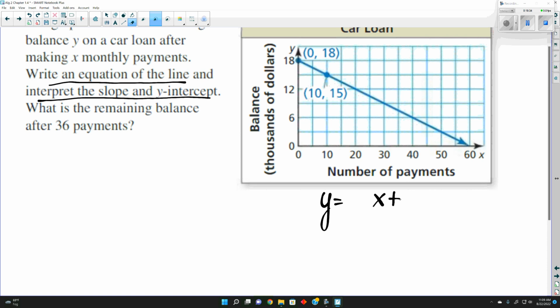Now, the y-intercept is where the graph crosses the y-axis. The y-intercept will always have an x value of 0. So do we know what the y-intercept is? Because again, the y-intercept is always going to be the point where it crosses the y-axis, and the x value is always going to be 0 at that point. So the y-intercept is 18. So we can use slope-intercept form because the intercept's value is 18. Now we just need to find the slope, and we have the equation.